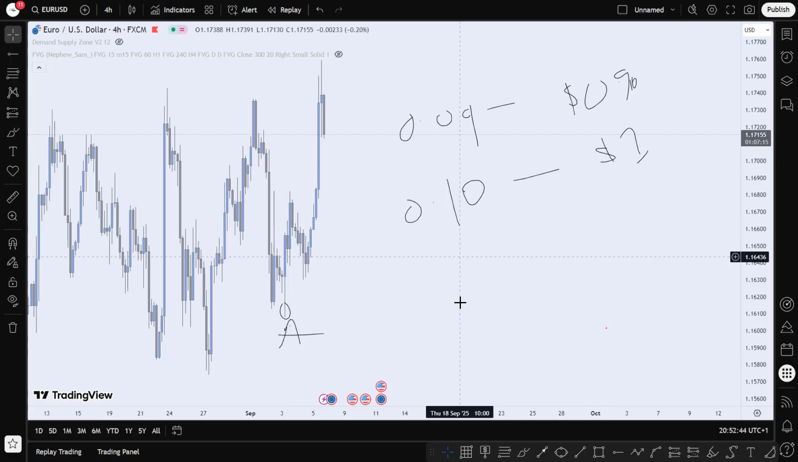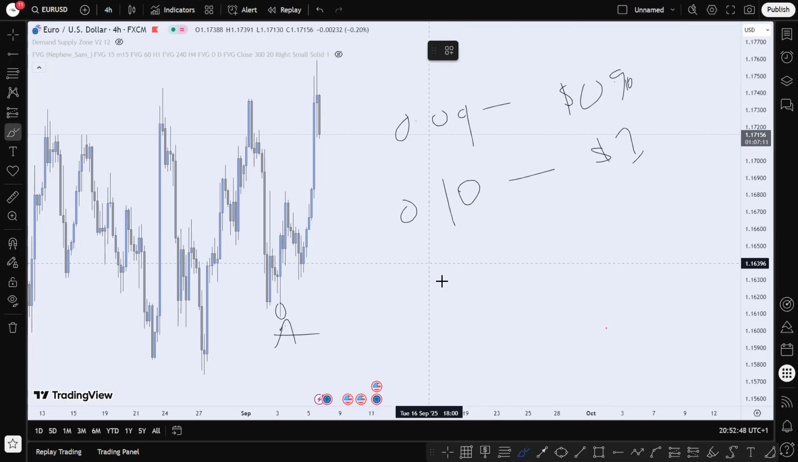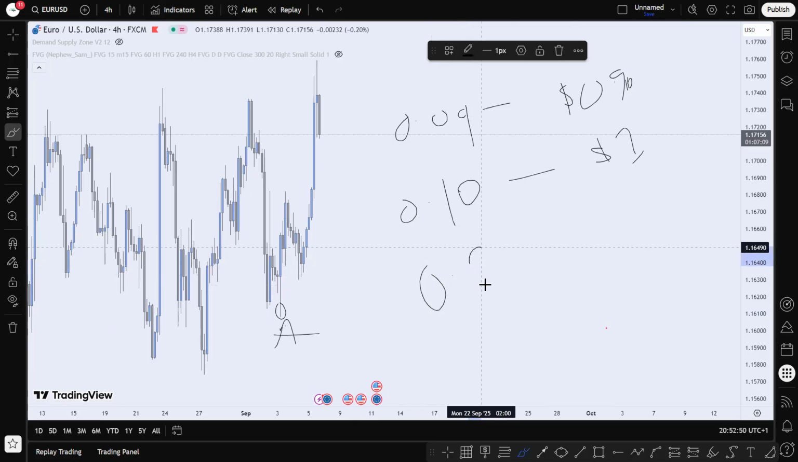So the lot size list continues, 0.20. Here we have 1 pip, $2. And then all the sizes in between, 0.21, 0.22, 0.23, 0.24, 0.25, 0.26, 0.27, 0.28, 0.29, and then we go to 0.30, 1 pip, $3.